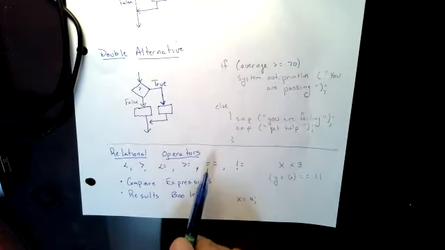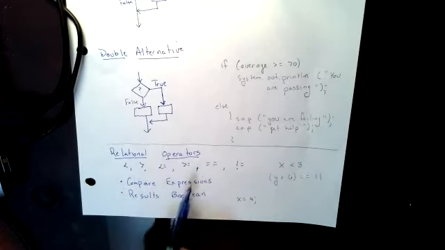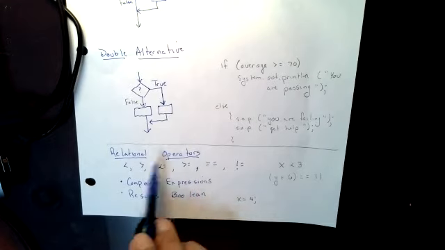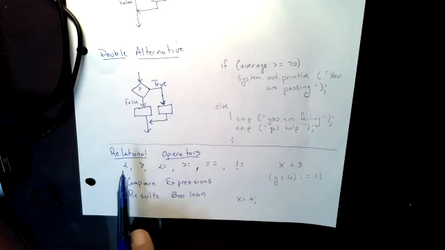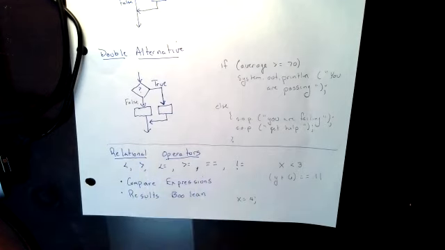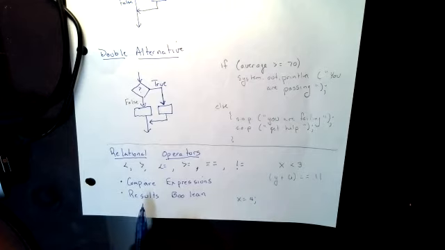Okay, so this is going to be on your second test. It's going to be 8 points or 4 points. I'm going to say, what are the relational operators? You're going to list them. I'm going to say, what do they do? You're going to say, they compare expressions.